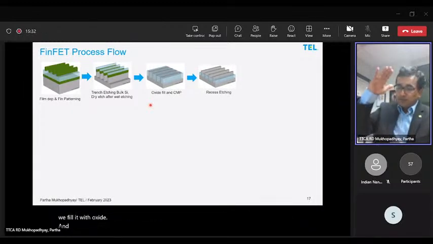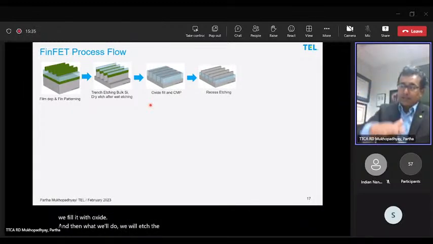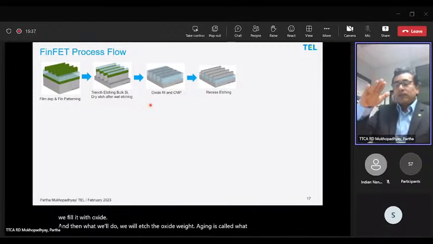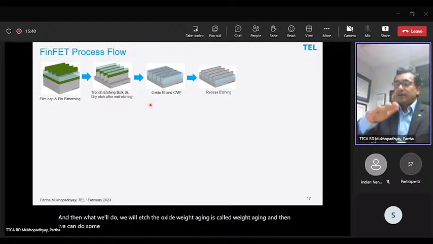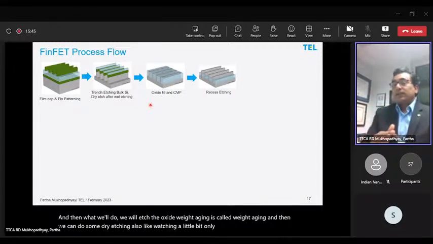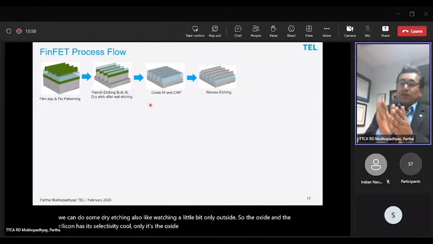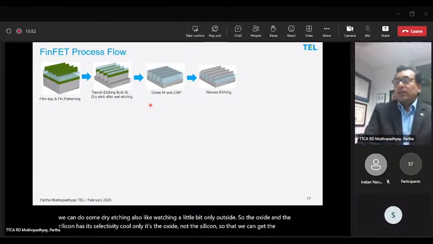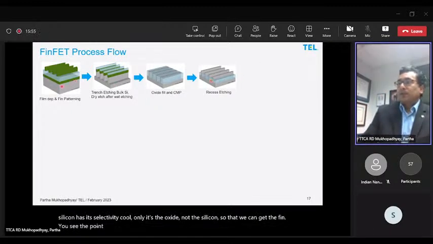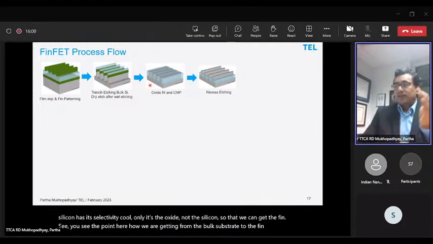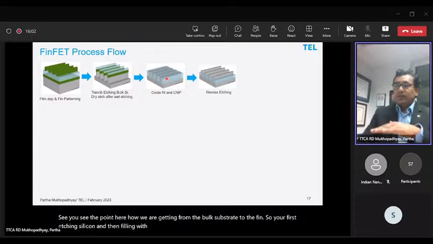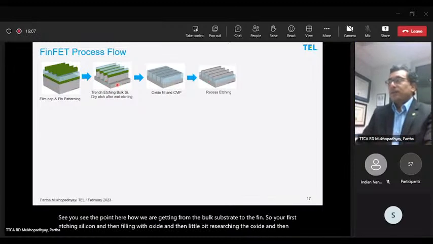And then we will etch the oxide, wet etching. And then we can do some dry etching also, but only a little bit of the oxide. The oxide and the silicon have etch selectivity. We'll only etch the oxide, not the silicon, so that we can get the fin. You see the point here, how we get from the bulk substrate to the fin. We first etch the silicon and then fill with oxide, and then recess the oxide a little bit, and then we get the fin, right?